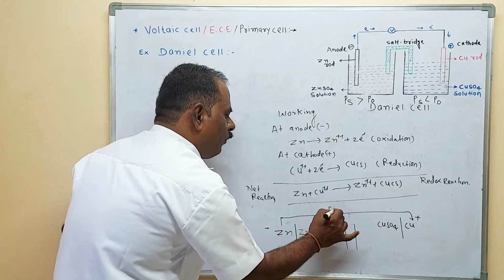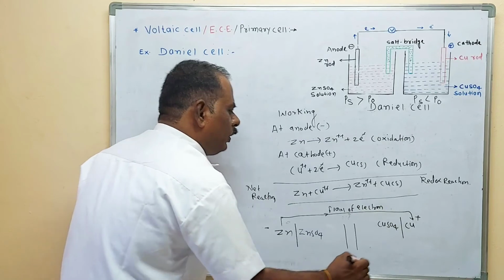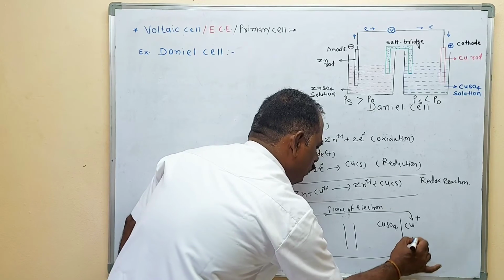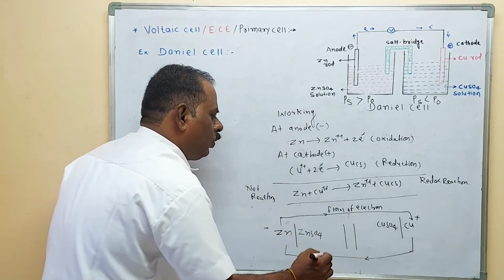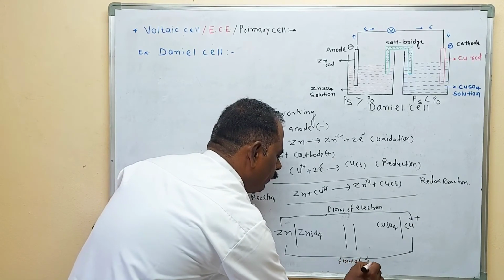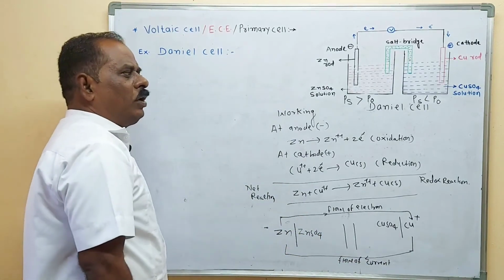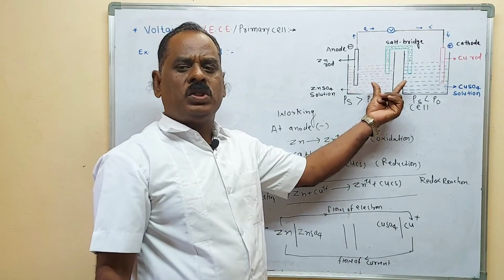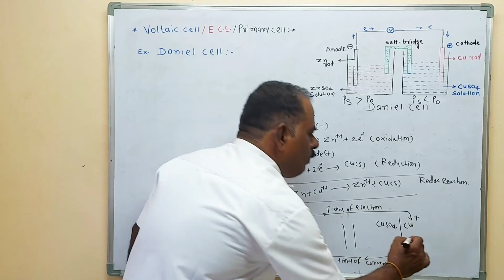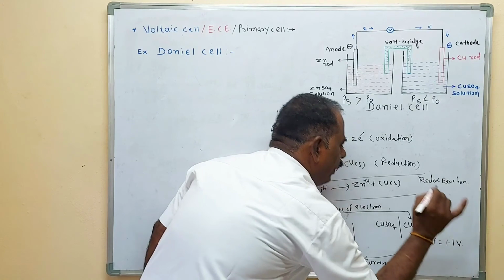It indicates the flow of electrons, and you know that current flows from the positive terminal to the negative terminal, meaning cathode to anode. This is the flow of current. This is the cell representation. And remember one important point: if the concentrations of these two solutions are known, consider here 1 molar solution at a given temperature, then the EMF of the Daniel cell is 1.1 volt.